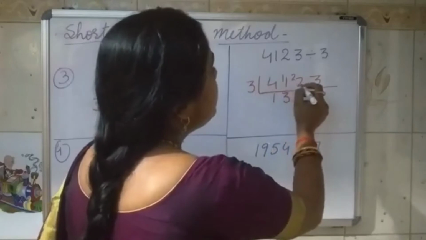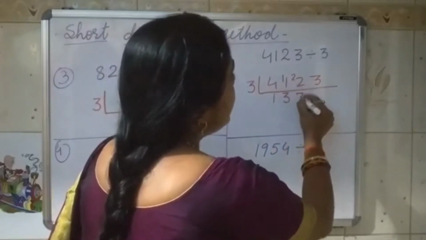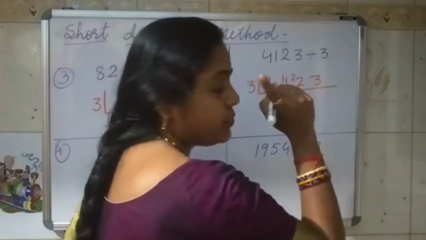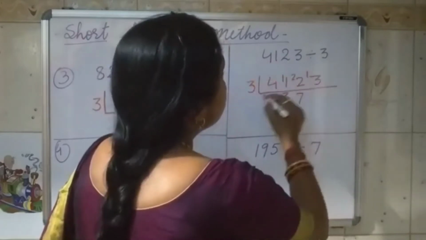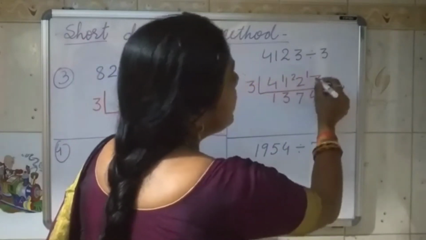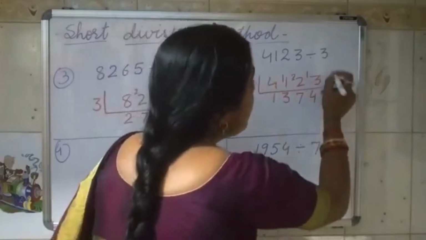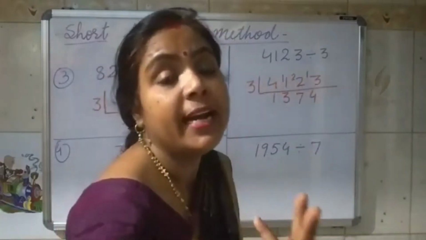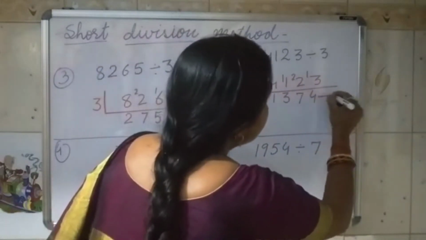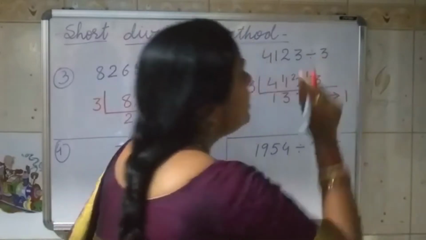Now 3 sevens are 21. 22 minus 21 is 1. We are writing here, 3 fours are 12. 13 minus 12 is 1. Now there is no number left. So where will you write that remainder? That remainder we will make an arrow and write down here.